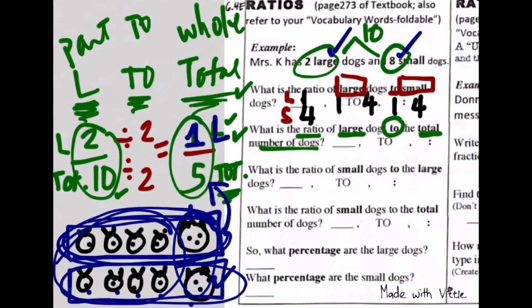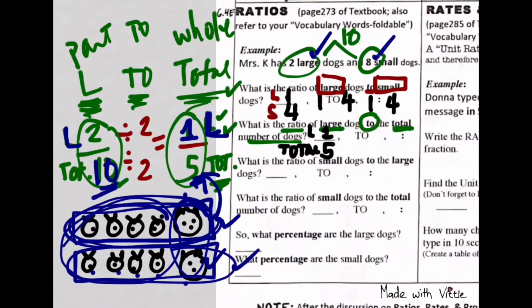Okay? So we're just trying to group them and compare them part to part, and this time part to the whole thing, which is a total of 10 dogs. So we're trying to compare the large to the total number of dogs. And the simpler form will be for every 5 total dogs, there will be for sure 1 large dog. Okay? And the picture is showing that to us. So as a fraction, it's 1 to 5 in simplest form.